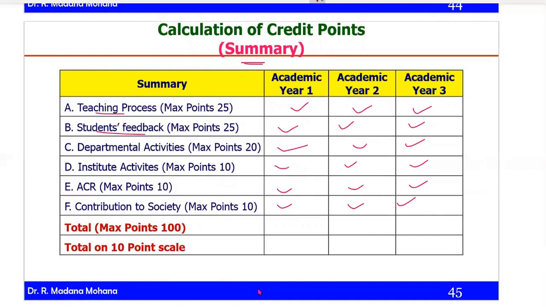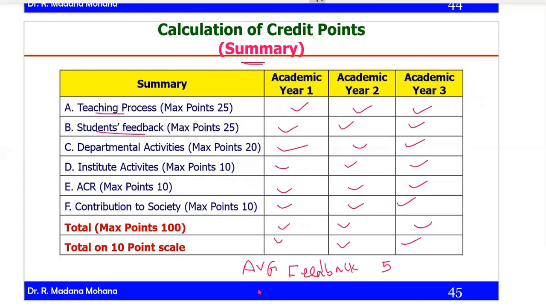You can calculate the total value for 3 academic years, then convert it into a 10-point scale, divided by 10. So here you will get the final average. Then the 360 degrees feedback. Now the average feedback in the qualification tables we discussed.